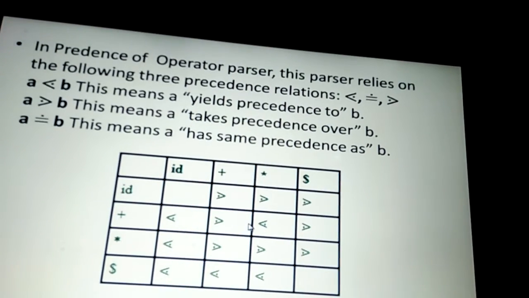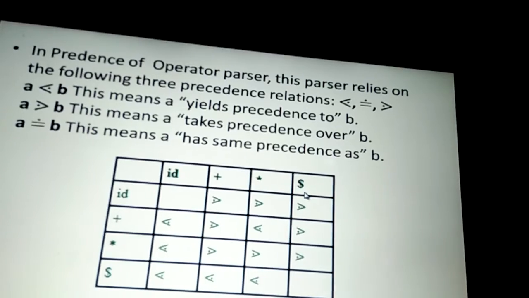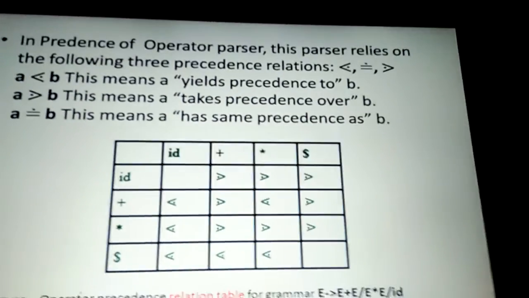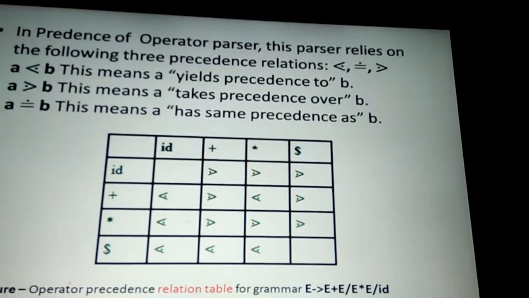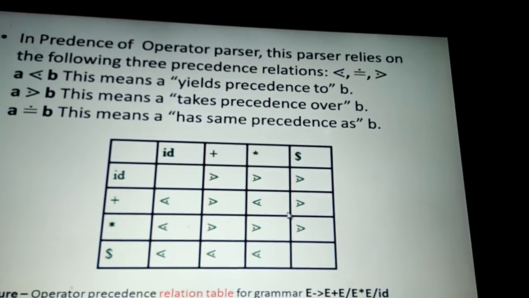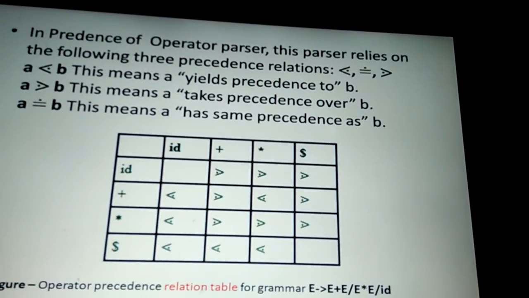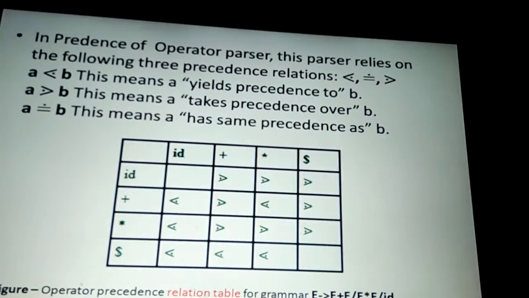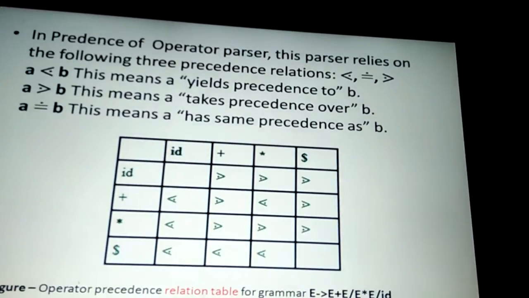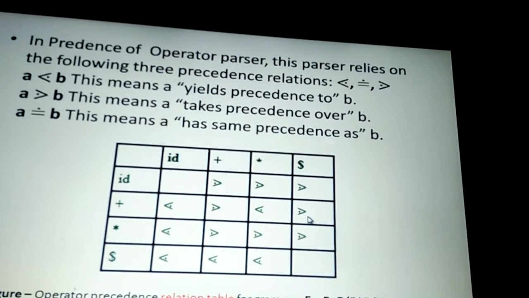So plus with the dollar sign, naturally the dollar operator has the least precedence, so plus takes the higher precedence over the dollar sign. So here the relation is the greater sign.